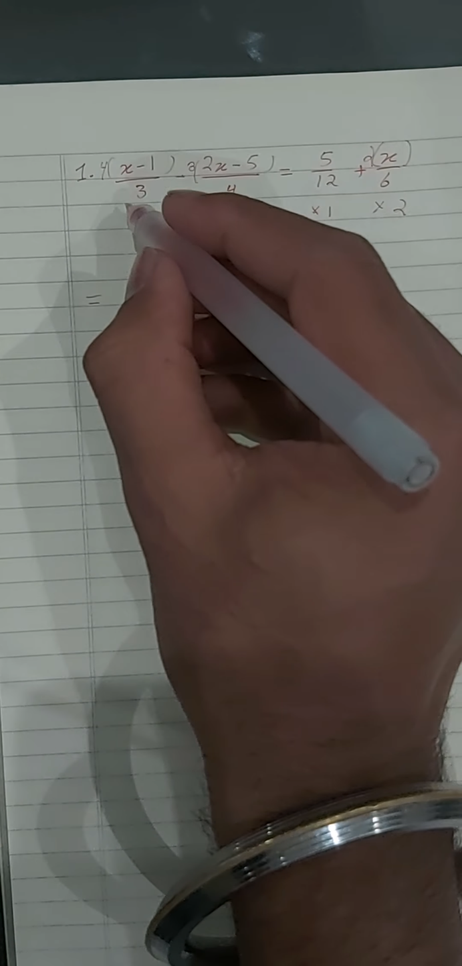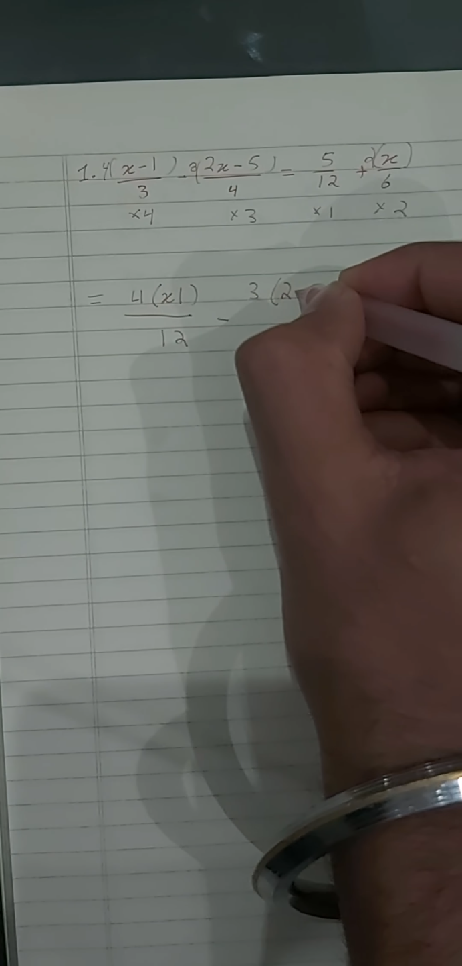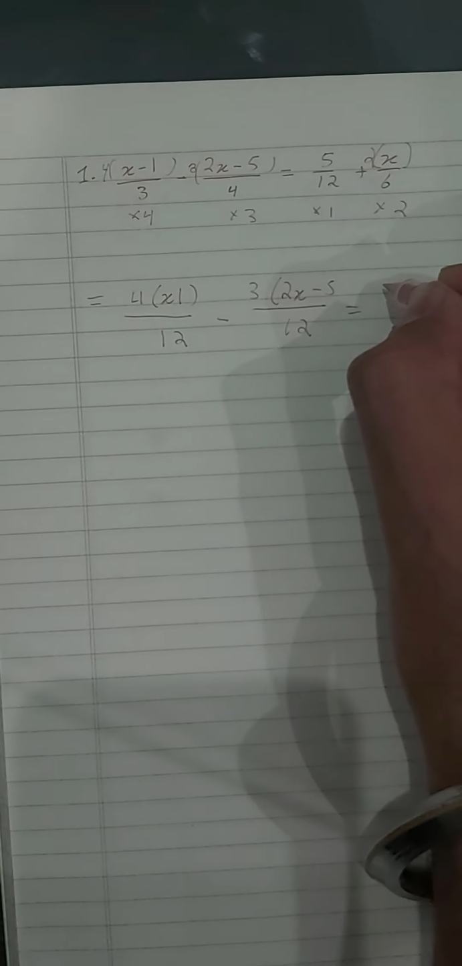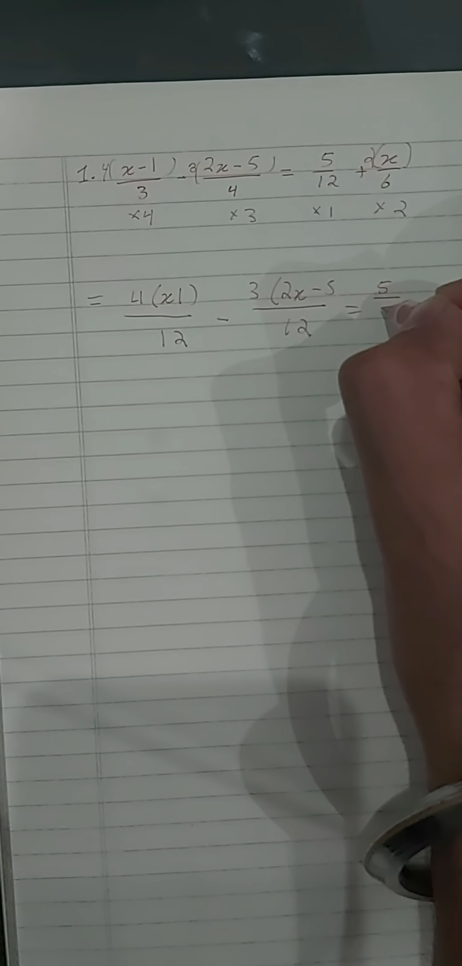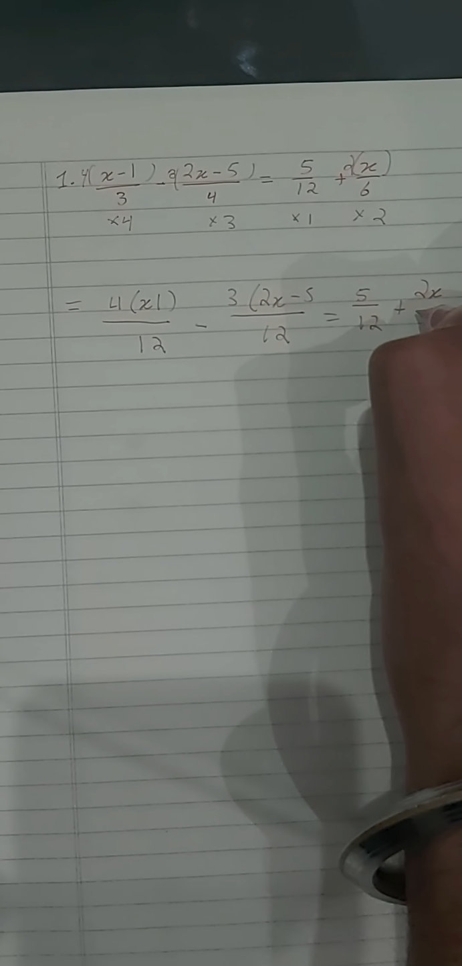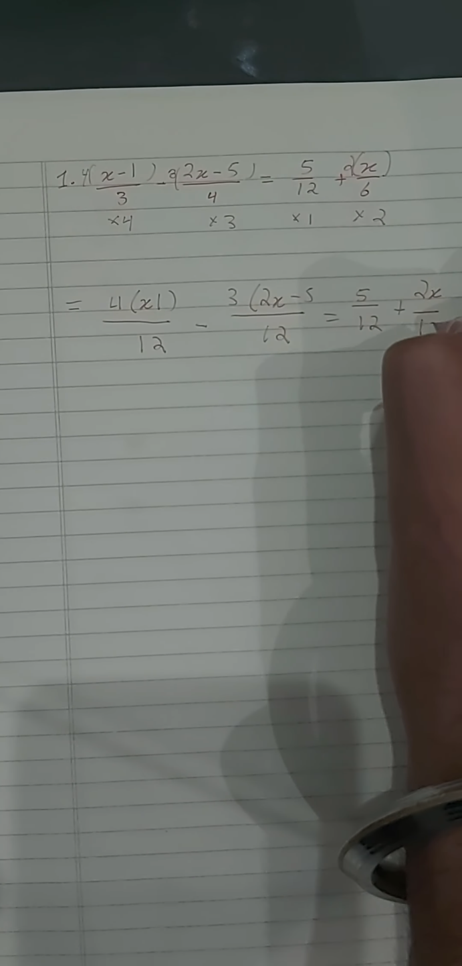And now we get 4x minus 1 over 3 times 4, which is 12. So 12 minus 3, 2x minus 5 over 12. 4 times 3 is 12, over 5 times 1 is just 5, over 12, which is just 12 times 1, which is 12. Plus 2x, so 2 times x, which is just 2x, over 6 times 2, which is 12.